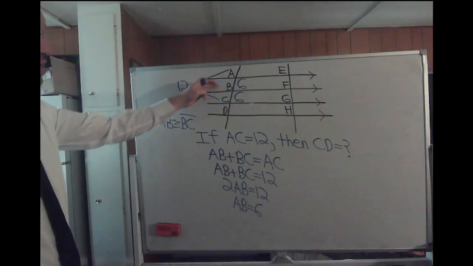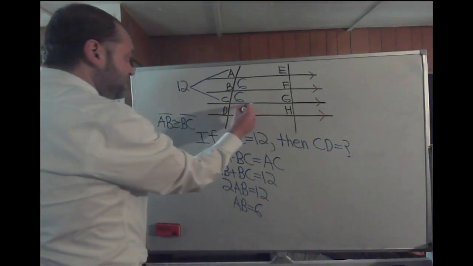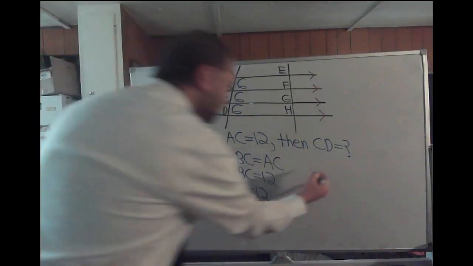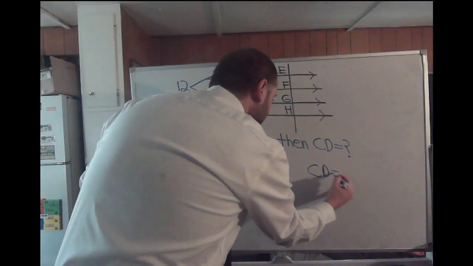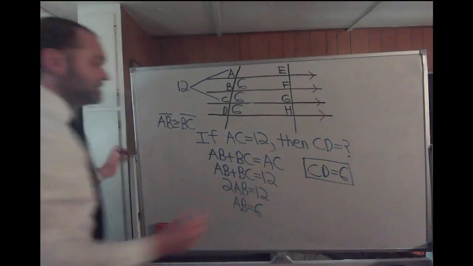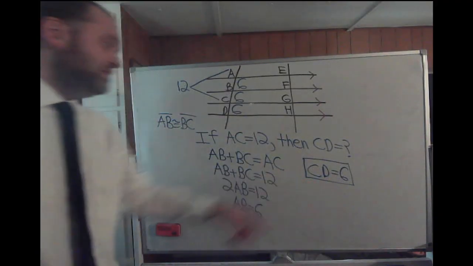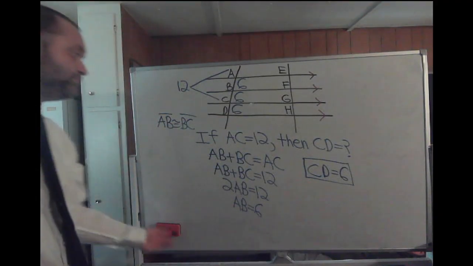And then if these are all congruent segments on this transversal AD, that means CD would have to equal 6. Therefore, that leaves us to conclude that CD would also equal 6. So the answer you would get for CD is the fact that it equals 6.